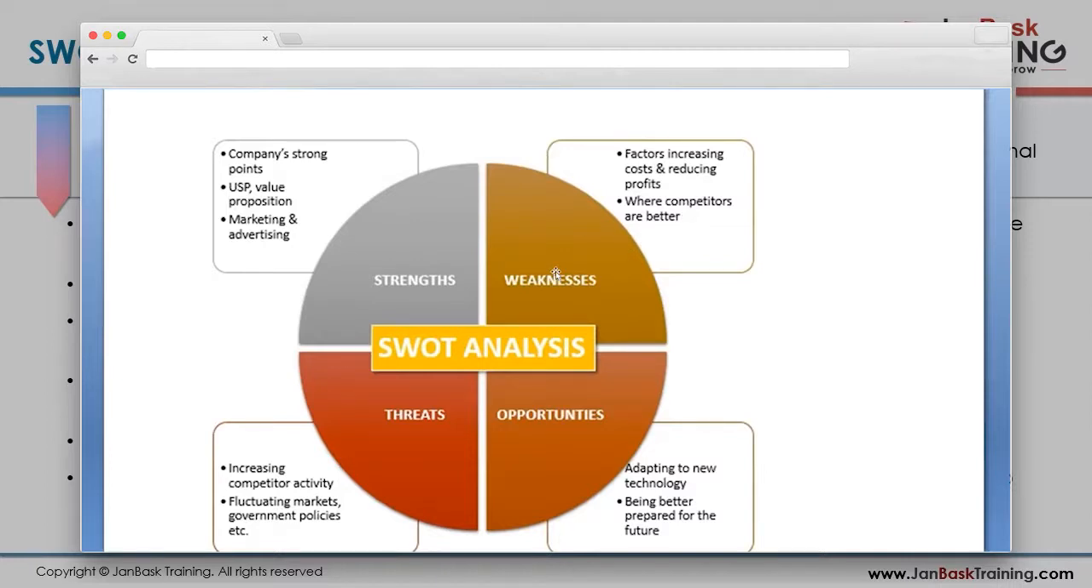So when I'm saying project, you can do it for anything, whether you want to analyze a company, your own company, your project, or any sort of problem statement you are into, you can use the SWOT analysis.